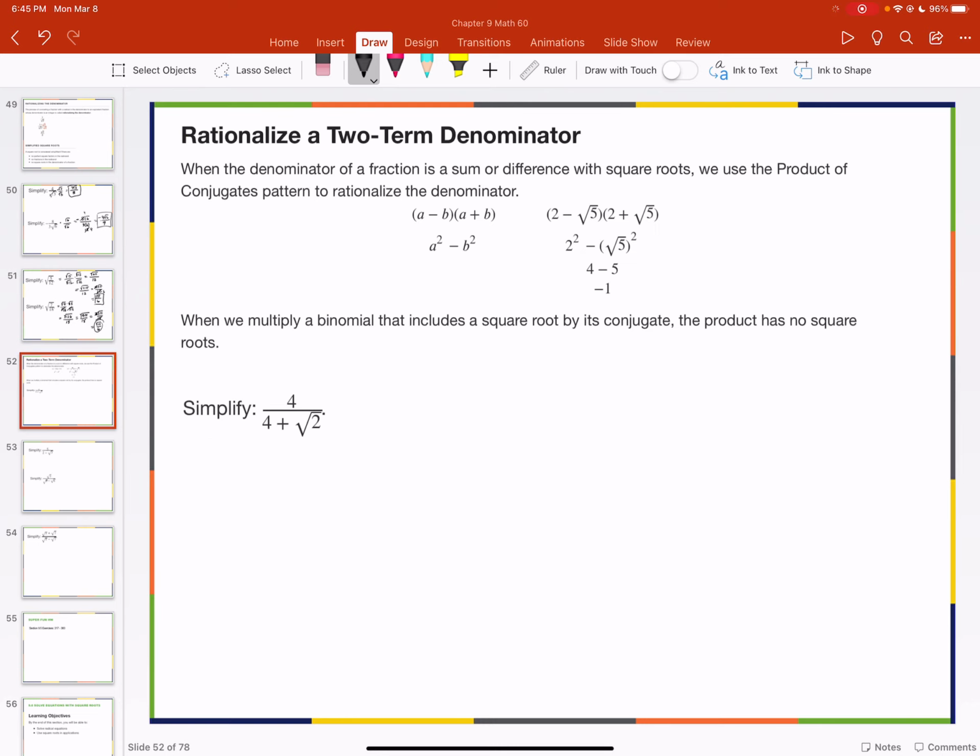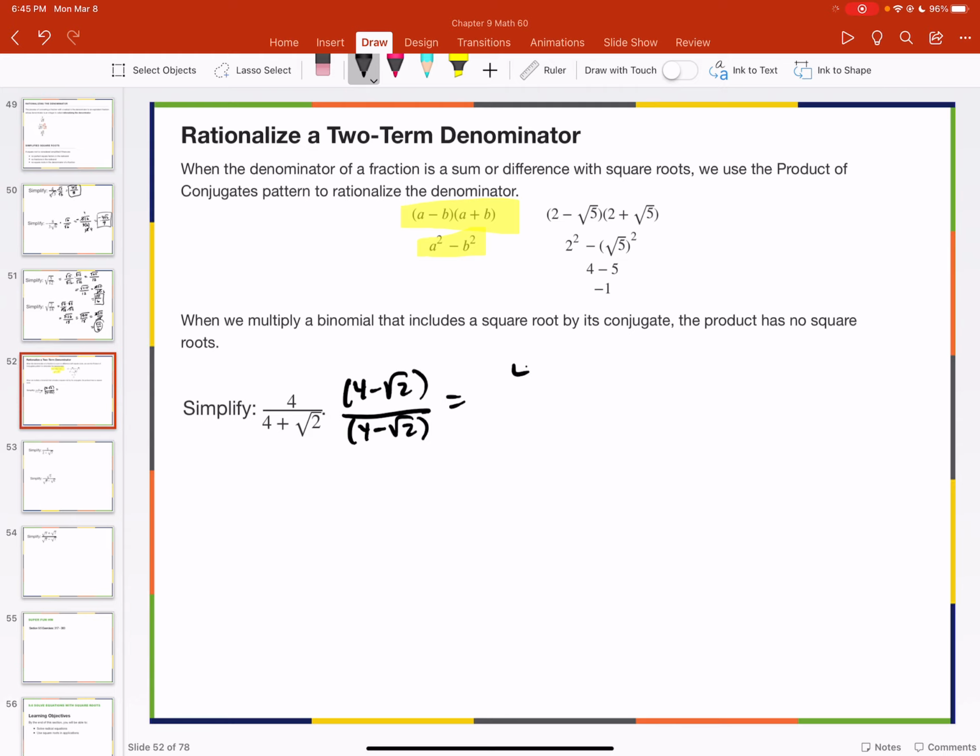Okay, what if you have a denominator that's two terms? So we use this property of difference of squares, right? We used this earlier. So basically what we do to rationalize a two-term denominator is multiply top and bottom by what we call the conjugate, right? And remember, the conjugate is basically the same two terms, but change the sign in the middle, okay? So the conjugate to 4 plus square root of 2 is going to be 4 minus square root of 2 over 4 minus square root of 2. So that's what we're multiplying by.